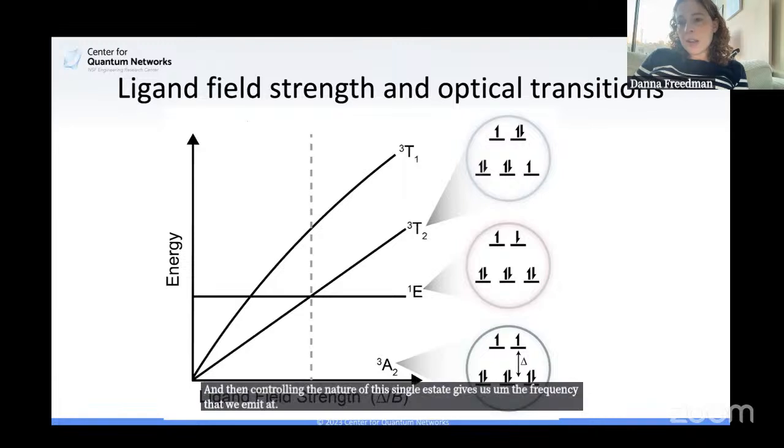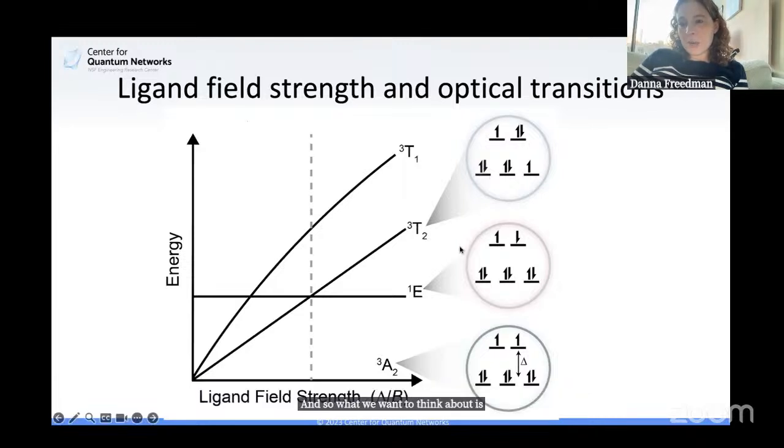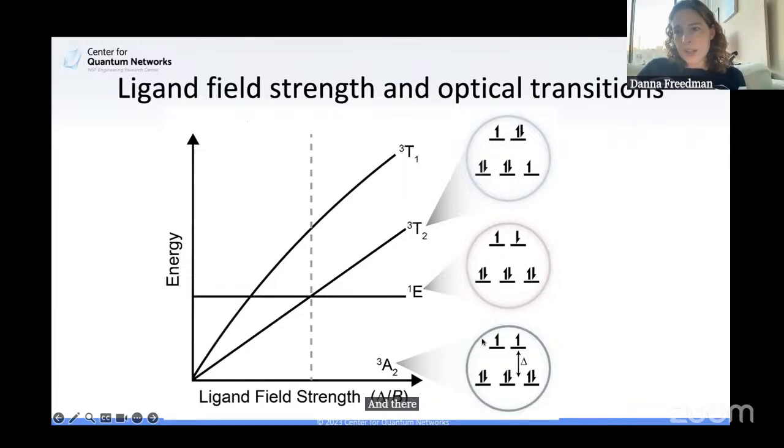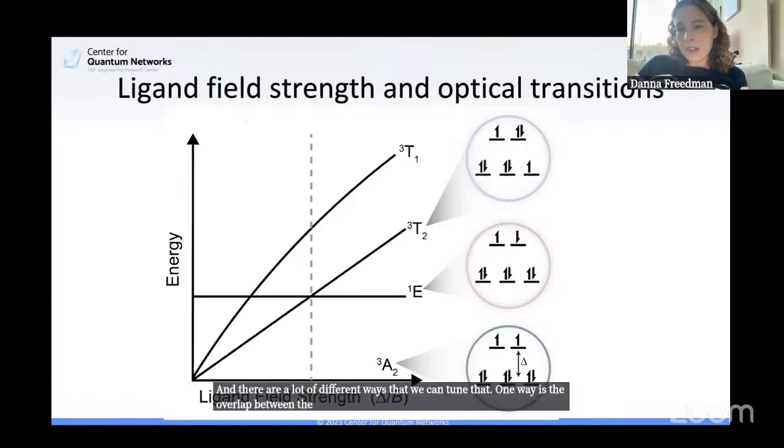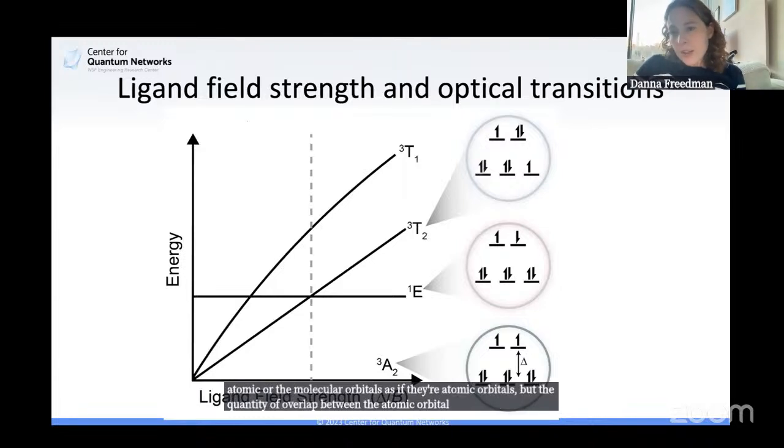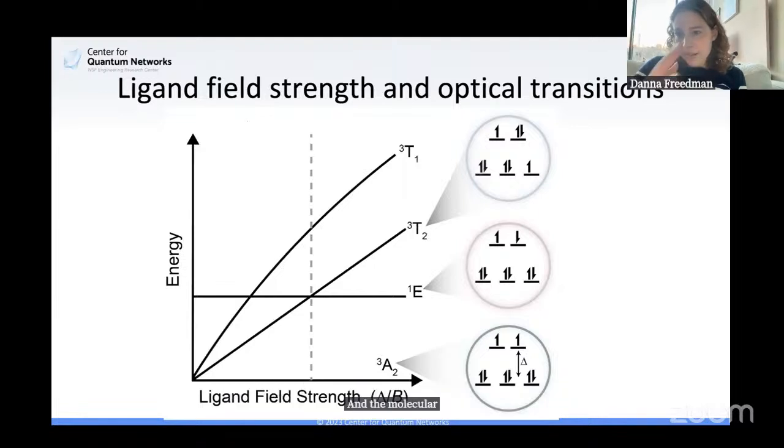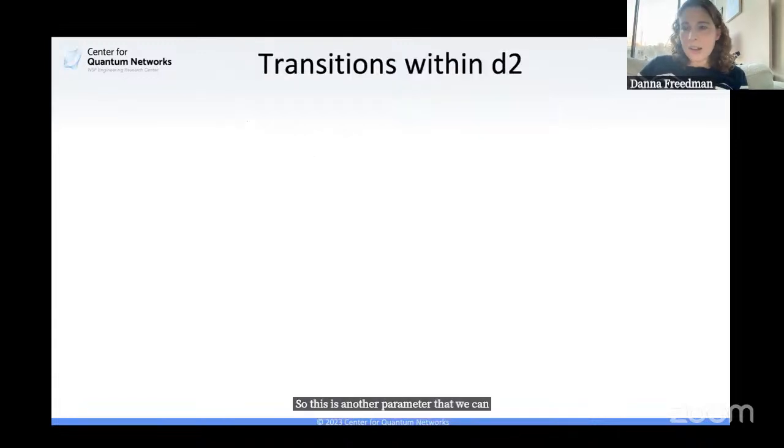And so what we want to think about is to what extent have we stabilized or destabilized this state? There are a lot of different ways that we can tune that. One way is the overlap between the state and the ligands. We've been talking about the molecular orbitals as if they're atomic orbitals, but the quantity of overlap between the atomic orbital and the molecular orbital will dictate a lot of this. So this is another parameter that we can tune to get the right emission.